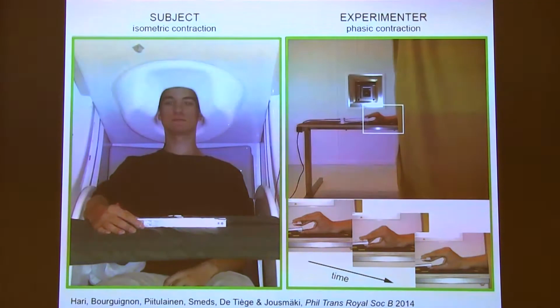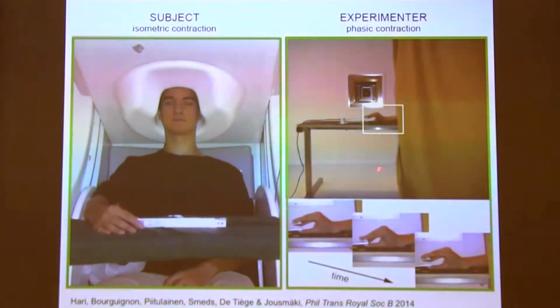So we put the subject in the shielded room, and he's keeping all the time a steady contraction against this type of force transducer. And then he sees in the magnetically shielded room, so this is his view, the experimenter in the same room with a similar type of manipulandum. And this person is from time to time making phasic actions, like this. And this person is just keeping the steady contraction and viewing the other. And now we ask, okay, we already learned that primary motor cortex should be activated while he's seeing these actions, but is something else happening?